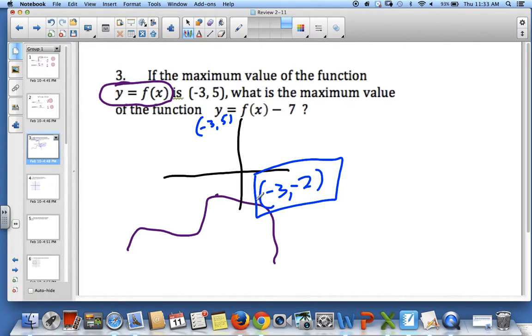Okay, we don't have to always draw this. We could have just said the x doesn't change because there's no change here. The y changes by minus 7, and that's 5 minus 7 is negative 2. That's an easy way to do it. This one here, next one here is similar.